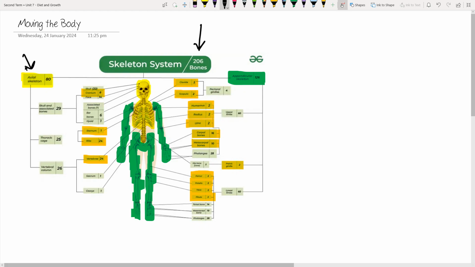So one is the axial skeleton, which contains the upper part, or you can say the major central body, that holds up all the critical organs. Your kidneys, your heart, your lungs, your liver, your brain, all the critical organs are protected by the axial skeleton. Then we have the appendicular skeleton, which is movement oriented.